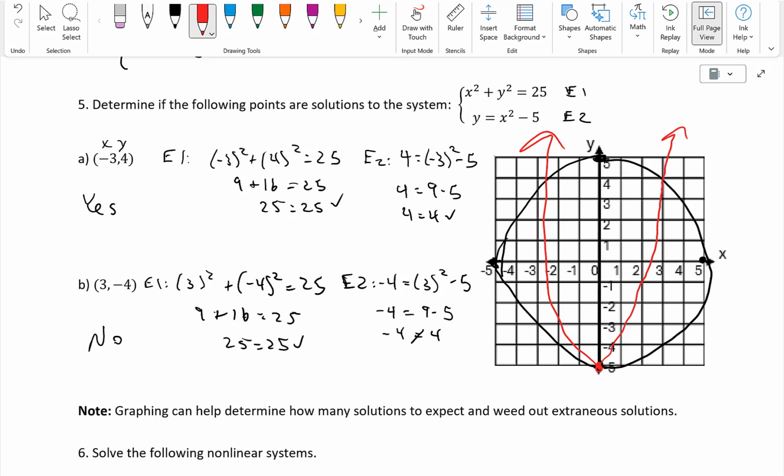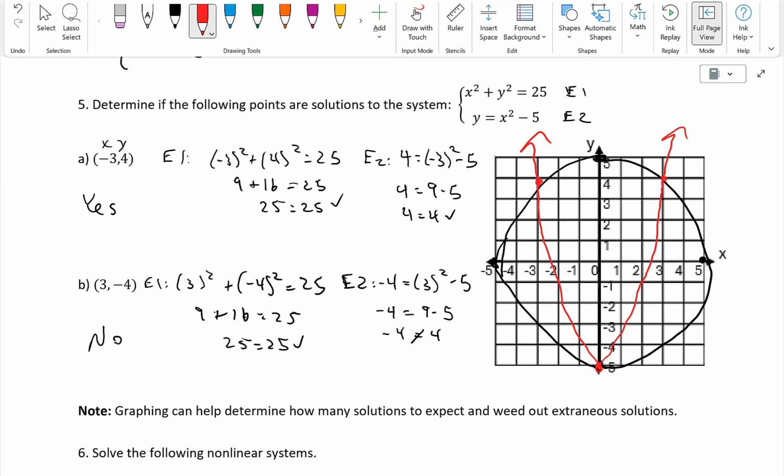And so we can see, oh, that's the 3, negative 4. But that's the side I drew really well. Over here, negative 3, 4, we'd probably also go through. We just showed it was a solution. But again, you'll get an idea of how many solutions. So we can see probably 3 solutions to this system.